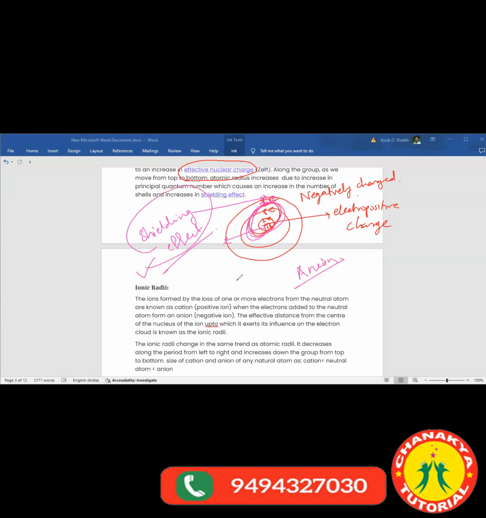And if you see the cation, in that you remove the electron. When a cation is generated, we remove an electron from the neutral atom, correct? Shall I explain with an example? Okay, ma'am. Fine, wait, I'll let you know.